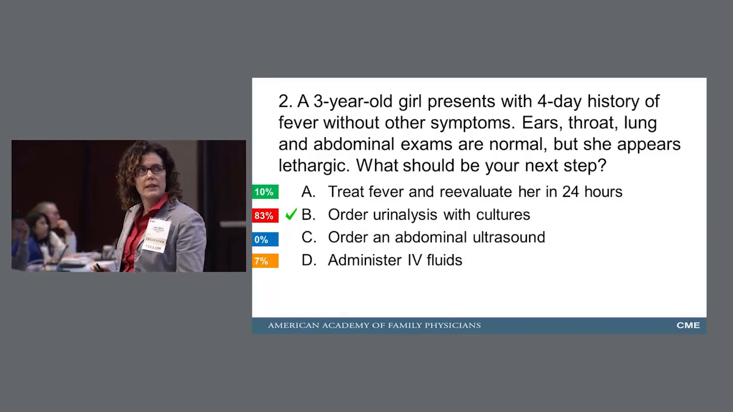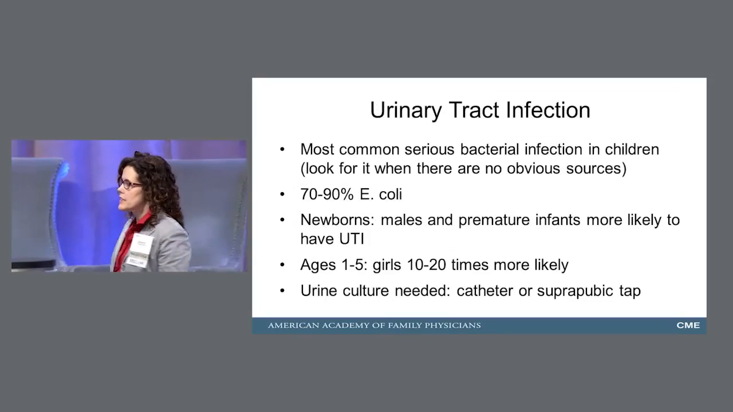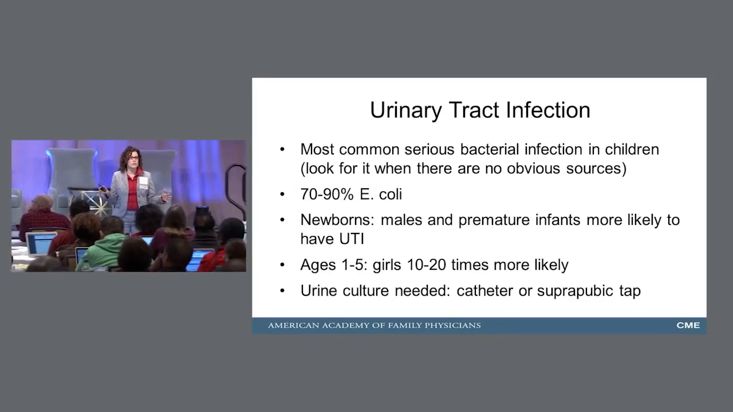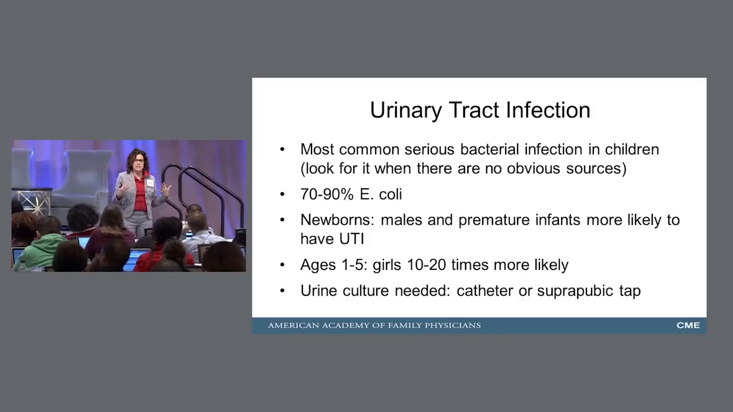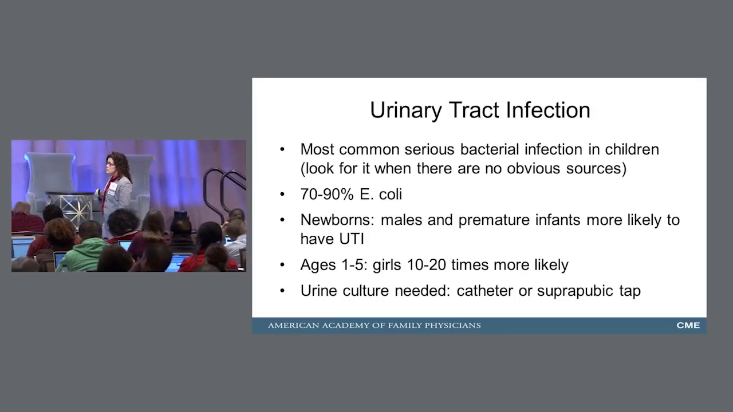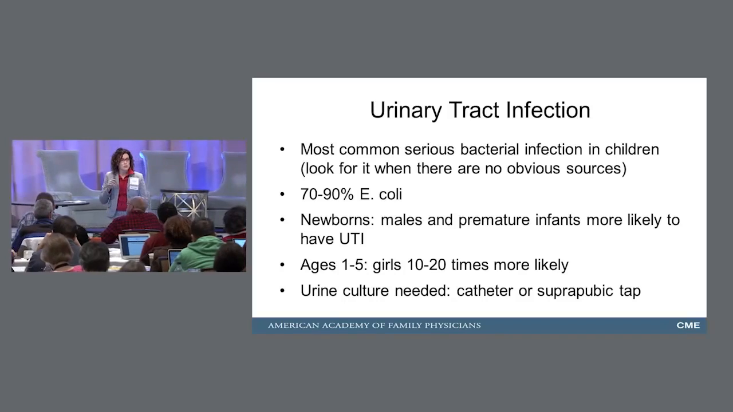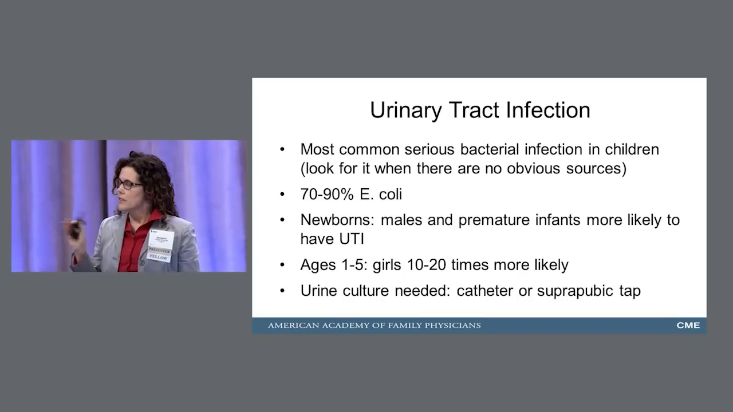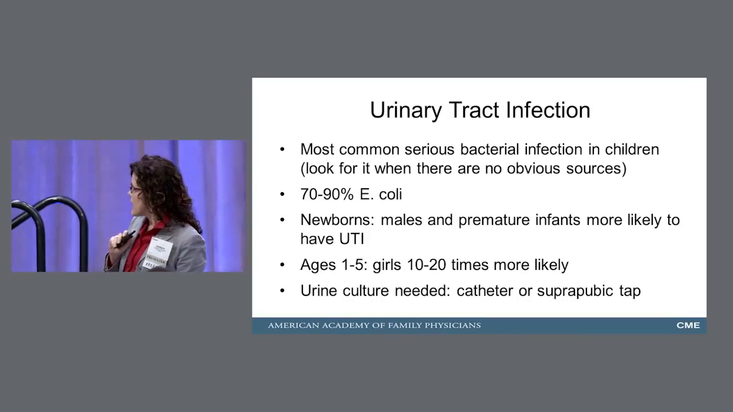Great, the answer is B, order a urinalysis and cultures, and that is because urinary tract infections are the most common serious bacterial infection in children when there isn't an obvious source. So when you look and their ears look fine, their lungs sound fine, and they just are febrile and look sick, the most common bacterial cause is urinary tract infections. Most of it's E. coli, no surprise there. In newborns, it's premature and uncircumcised males. By the ages of 1 to 5, it's mostly girls. And this anatomically makes sense. This is when they're potty training. They haven't quite learned the whole wiping front to back thing yet.